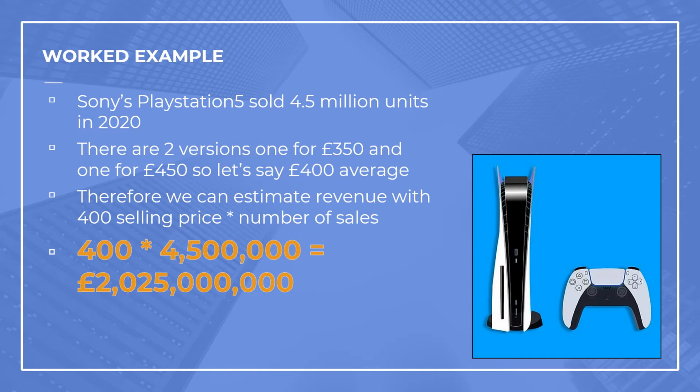If we use the formula of revenue equals selling price times number of sales, we can put our figures into that calculation. So if selling price is 400, we can then use 400 multiplied by the number of units sold, which was 4.5 million. So 400 multiplied by 4.5 million. And that comes to a total of just over £2 billion.